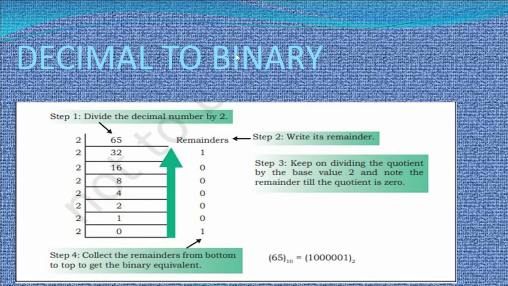We divide the number by the base which we want to convert it to. So over here we want to convert it to binary, so we divide the number by 2. Now, on the right-hand side, we make a column called the remainder section.